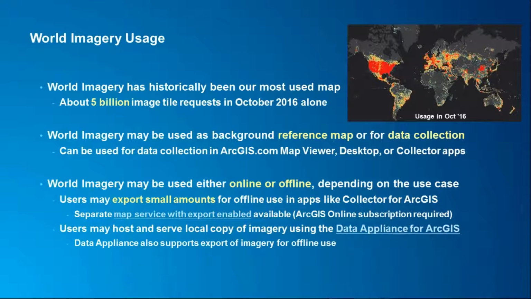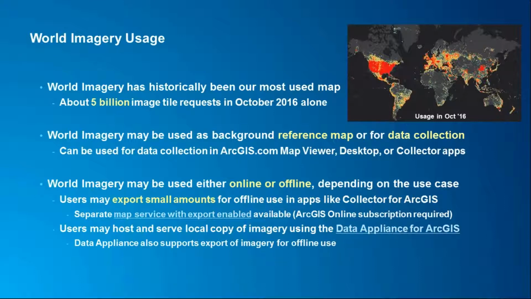imagery. The World Imagery Map may be used both online and offline, depending on the use case that you're looking to support. So for example, if you're looking to do data collection in the field and using an application like Collector for ArcGIS, you're allowed and enabled to export small amounts of the imagery base map for offline use within Collector applications. There are separate map services that have been configured for this purpose that have export enabled, and those are available to access through ArcGIS Online. And these require an ArcGIS Online subscription to use them.